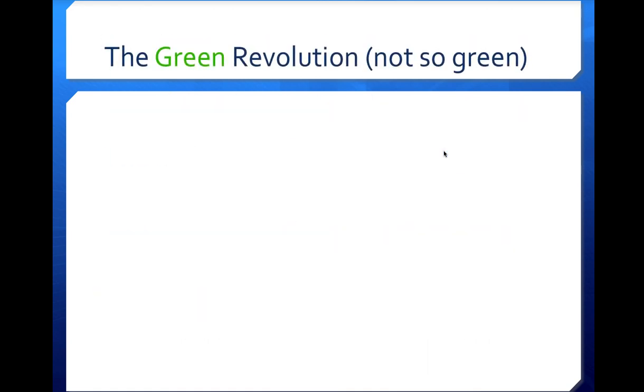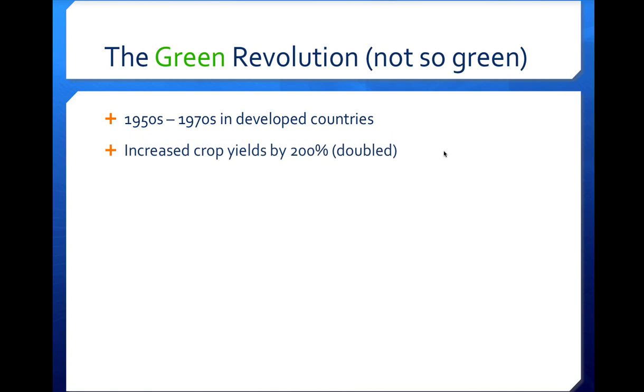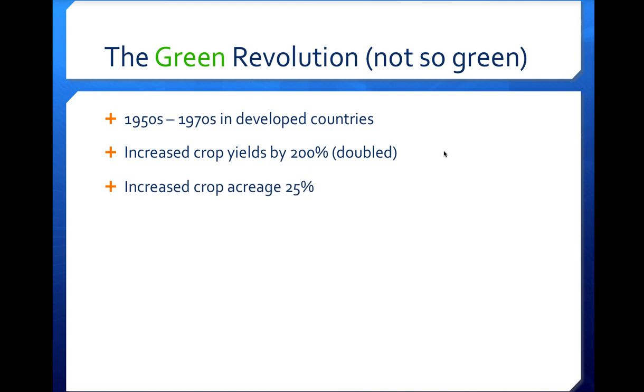Now, this brings us to the Green Revolution, which was not so green if you're thinking about sustainability or environmental friendliness. However, the Green Revolution did produce a lot of green, both meaning money, and green crops for food. So the Green Revolution occurred from about the 1950s to 1970s in developed nations, and it was a process of scientific advancements in agriculture that led to increased crop yields by about 200%. That means our crop yields just about doubled in that time. And we were able to increase the acreage that we were farming by about 25%.